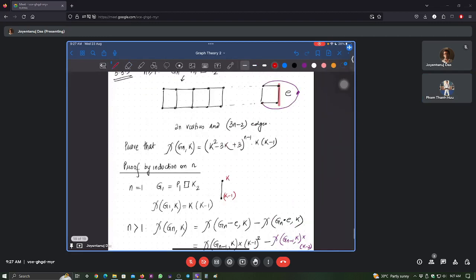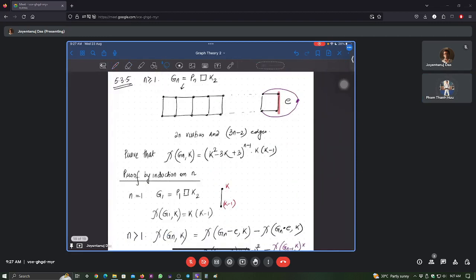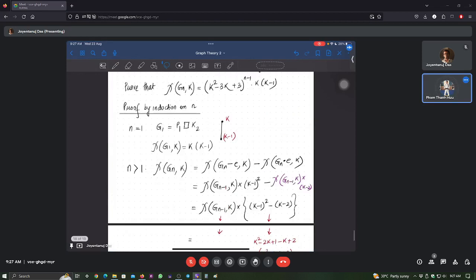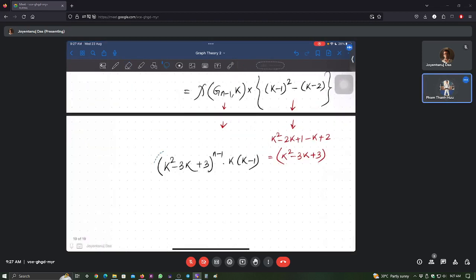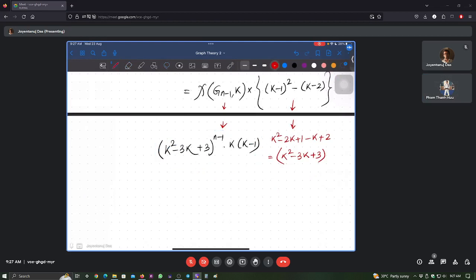And the other part, by induction, I know. So by induction it will be this part, so that is actually matching. Only it will become n minus 2 here, because it is n minus 1. So now we just have to multiply. So this will become k squared minus 3k plus 3, whole power n minus 1, times k into k minus 1.